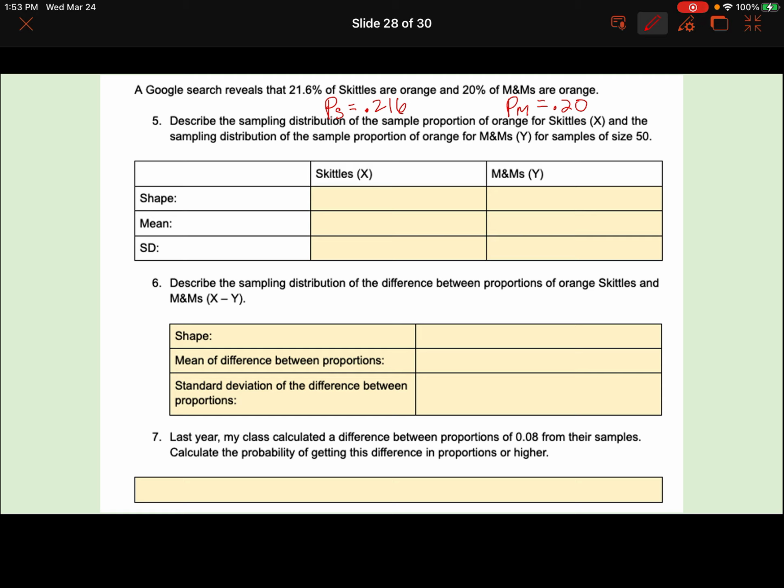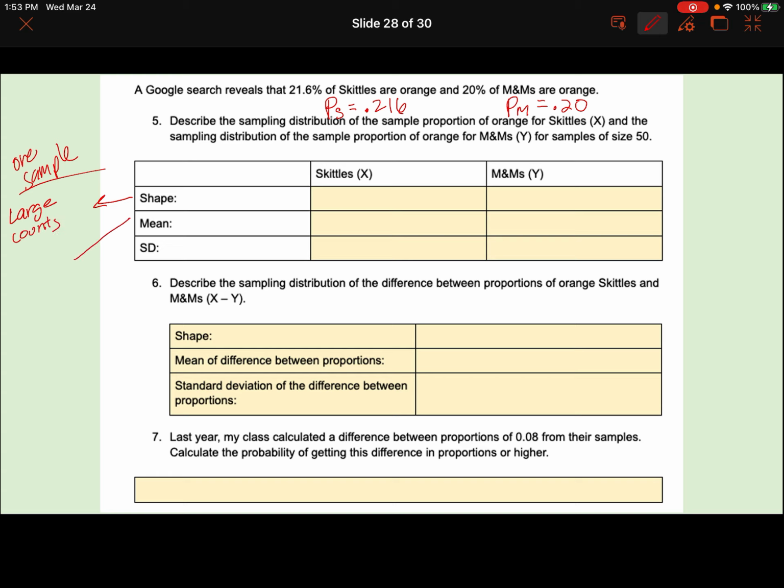All right, so here it's asking us a whole bunch of stuff. Describe the sampling distribution of the sample proportion of orange for Skittles, and the same thing for M&Ms, for samples of size 50. So first of all, we want to check for large counts. I wish I would have given myself a lot more space to write here. That's okay, it's all good. If I am looking at just one sample, which I am here, for shape, I want to see if the large counts condition is met.